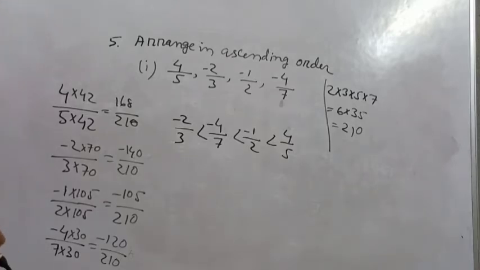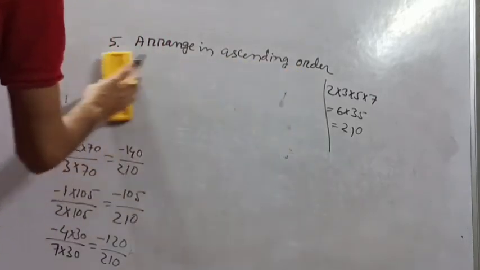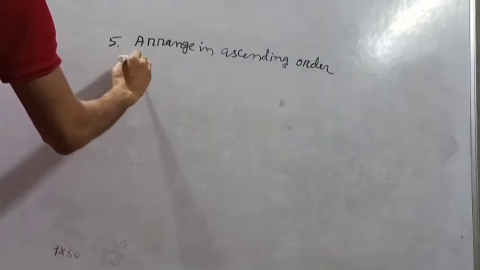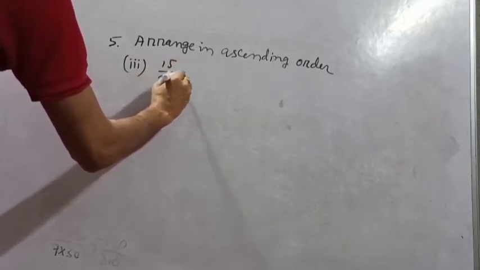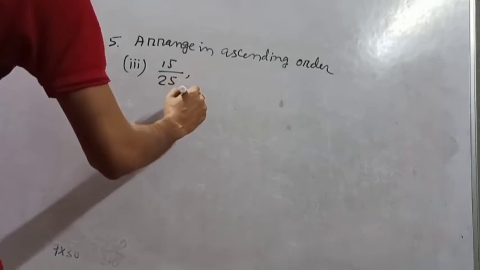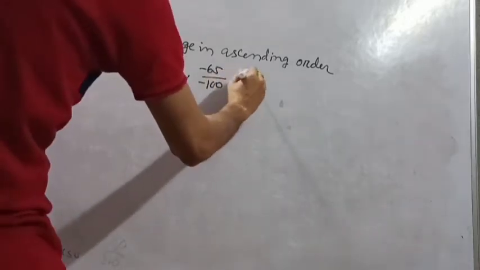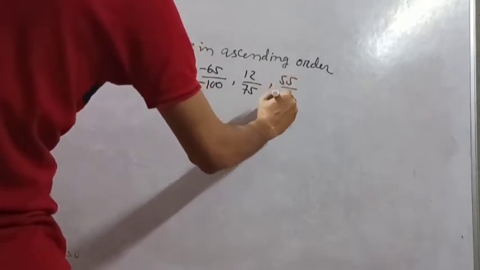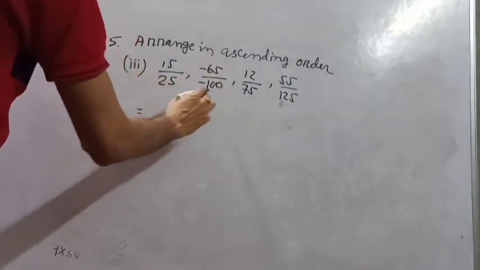Next, number 2 you can do. Number 3, I will. So number 3, let's see number 3. 15 by 25, minus 65 by minus 100, 12 by 75, then 55 by 125. Both are negative, so you can make it positive.